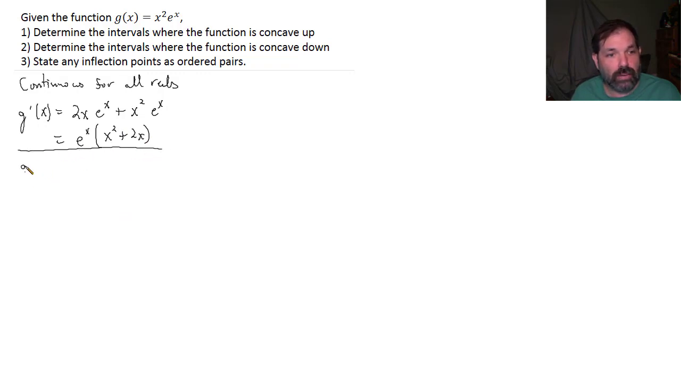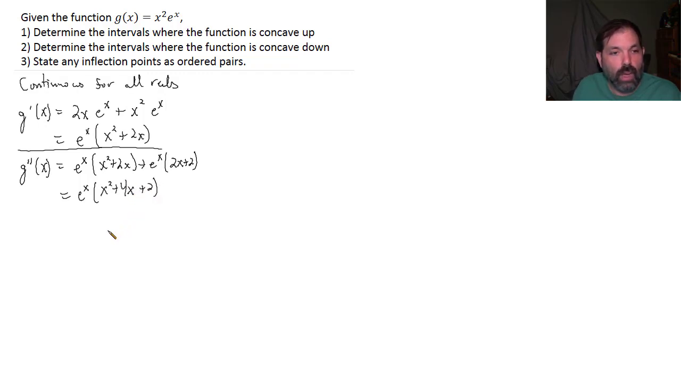Then g double prime of x, the second derivative, would be e to the x times x squared plus 2x, plus e to the x times 2x plus 2. And again, if we do some factoring here, that would be e to the x times x squared plus 2x plus 2x plus 2. So it's x squared plus 4x plus 2. Alright, so there's our second derivative.